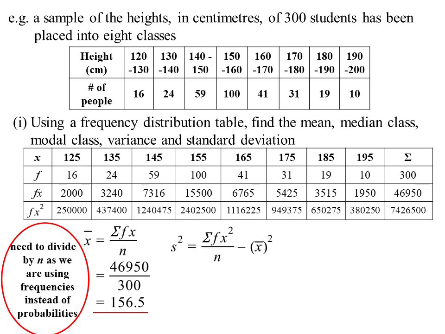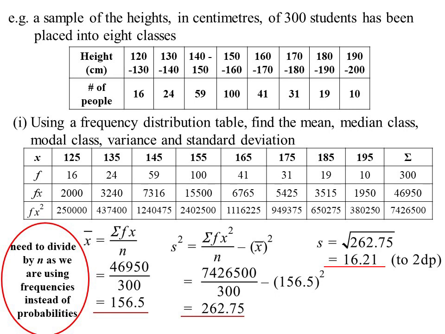Our fx squared row, that was the next one we used, so we could work out our variance. But again, we need it over n, because we're not dealing with probabilities now. We've got frequencies, and we get 262. Deviation is the square root of variance, so 16.21.